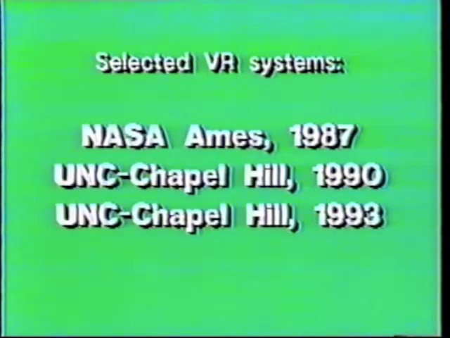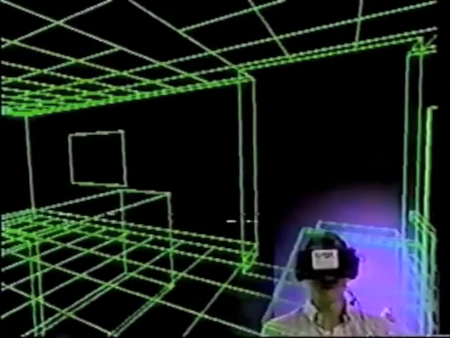Virtual reality has progressed rapidly in the last half dozen years. This video shows snapshots of three systems to try and give a sense of the progress that's been made over that time. What you see here is the NASA Ames head-mounted display from 1987, which used wireframe graphics and a custom-built head-mounted display.